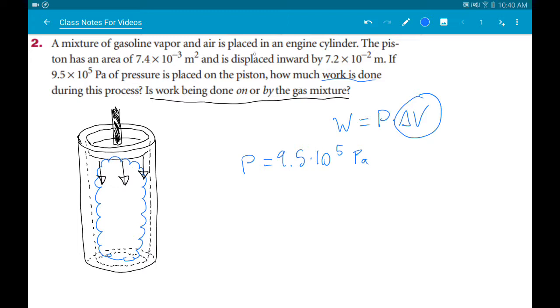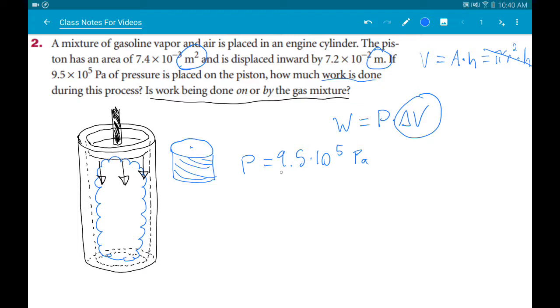So we have the area, and we have it displaced inwards. That means we are given the area of the piston, and we are given how far it's displaced inwards. In other words, we have the volume of a cylinder if we multiply those out. Remember that the volume of a cylinder is equal to the area times the height, which is pi r squared times the height. But we're already given the area, so we don't even need to use this. We just need to multiply area times height, making sure that everything is in meters, which it is.